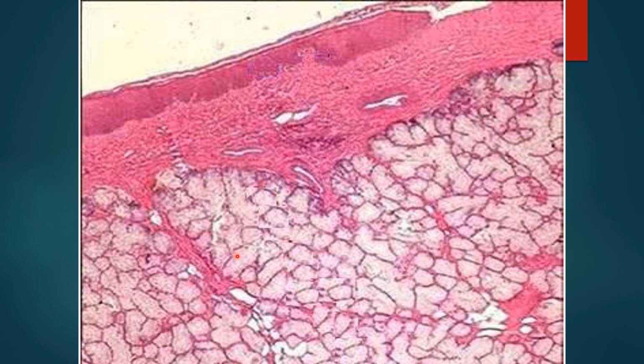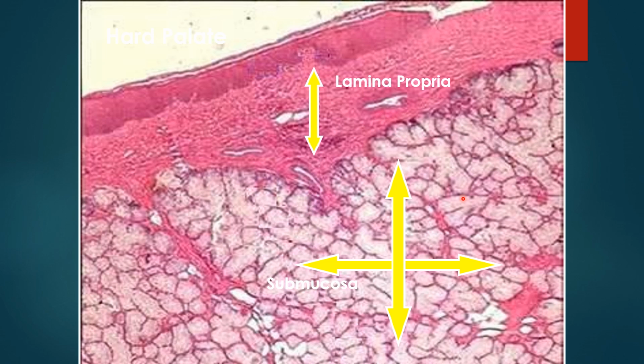Another slide taken from the posterior part of the hard palate. You can appreciate the keratinized epithelium over here, stratified squamous keratinized epithelium. Beneath the epithelium is the lamina propria, and then the submucosa which has a large number of tubulo-alveolar glands which are mucous in nature. So this is the submucosa, this is the lamina propria, and this is the epithelium which is keratinized over here. You can see the keratin over here. You can also appreciate the keratin over here.